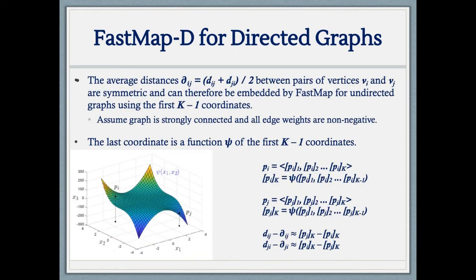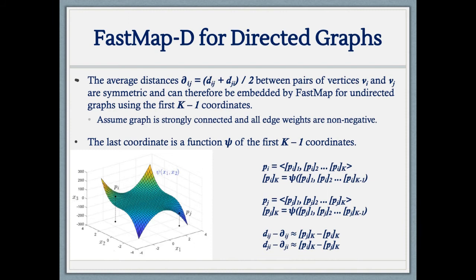With directed graphs, we have the problem of asymmetric distances between pairs of nodes, i.e. the distance from i to j is not equal to the distance from j to i. So what we do is embed the average distance between nodes in the first k-1 dimensions, and then the last, or kth, coordinate is actually a function over the previous k-1 coordinates. This is a potential function, and what we learn is a potential field over the embedding space. This function is learnt such that it accounts for the difference between the directed distance and the average distance embedded.